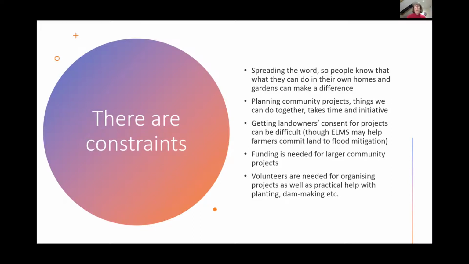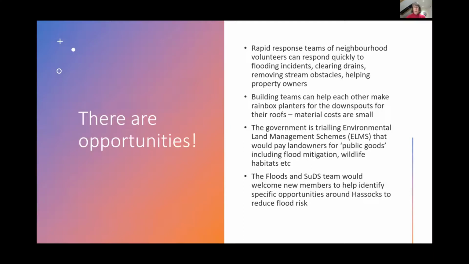There are lots of very low cost things that we can do, but there are some things that do need some more money to go in. And most of all, we need volunteers to organize projects as well as practical help with tree planting and debris dam making and so on. All of that is needed in order to be able to really have an impact. So there are constraints, but in the next slide, there are also opportunities.